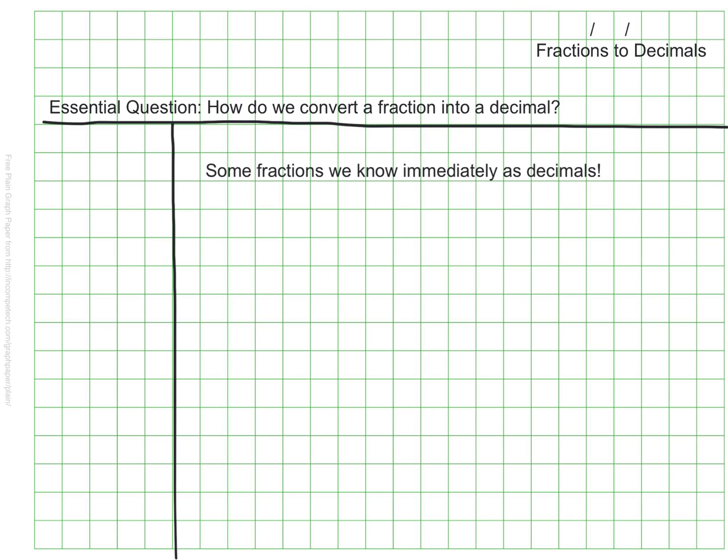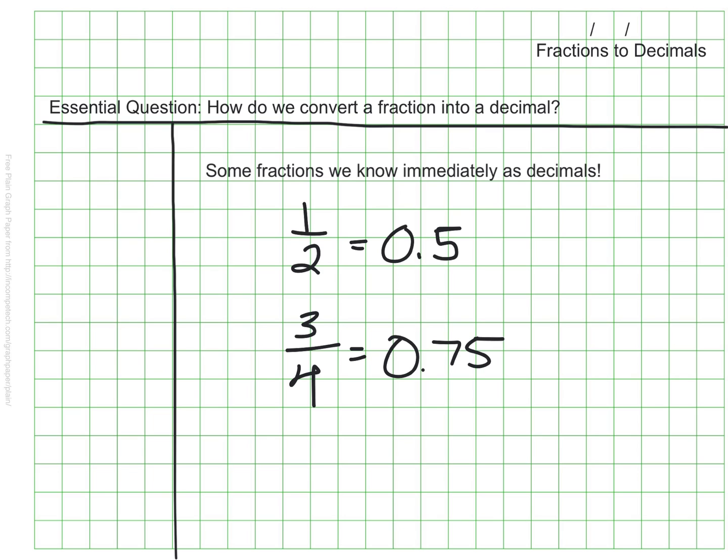There are many fractions that we all know immediately as decimals, right? We all know that 1/2 is written as 0.5, right, as 5/10. We also know that 3/4 is 75/100, right? Most of us even know that 1/3 is 0.3 repeating, right? Some of us know that as well.